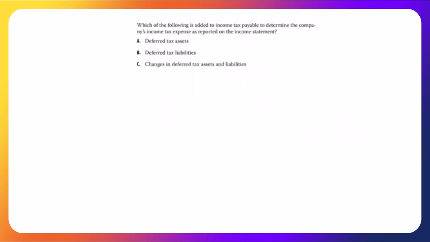Which of the following is added to income tax payable to determine the company's income tax expense as reported in the income statement? Deferred tax assets, deferred tax liabilities. That's what sits on your balance sheet. What goes to the income statement are the movements in such things, the changes in deferred tax assets and liabilities. The answer is C. That's easy if you just know the basics of accounting. A position at a point in time sits on the balance sheet as an asset or a liability. All of those movements flow through the income statement.